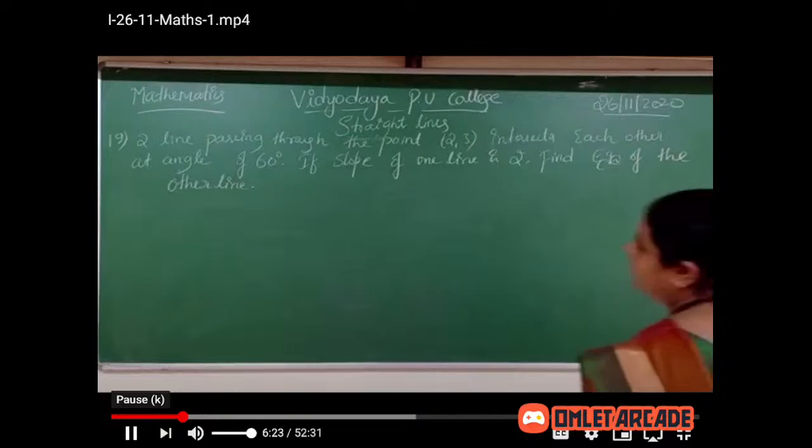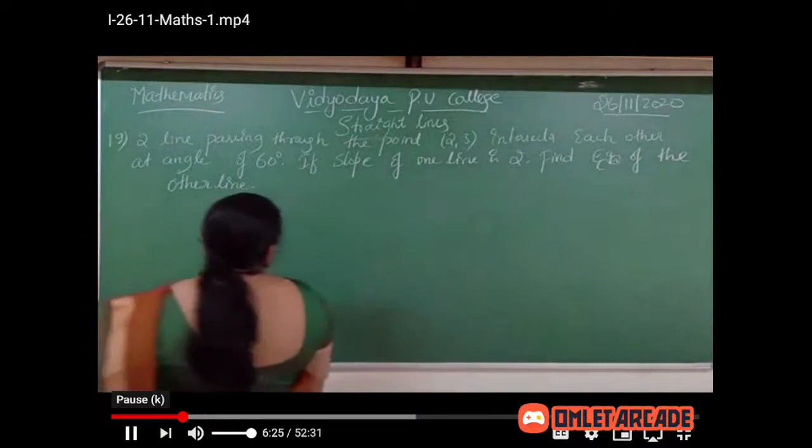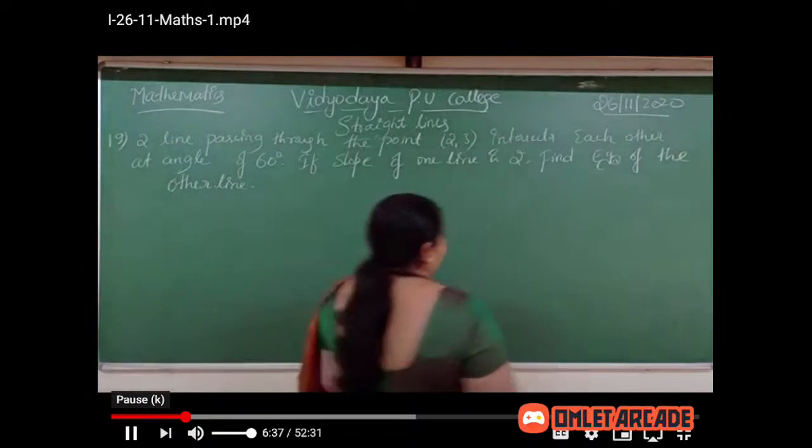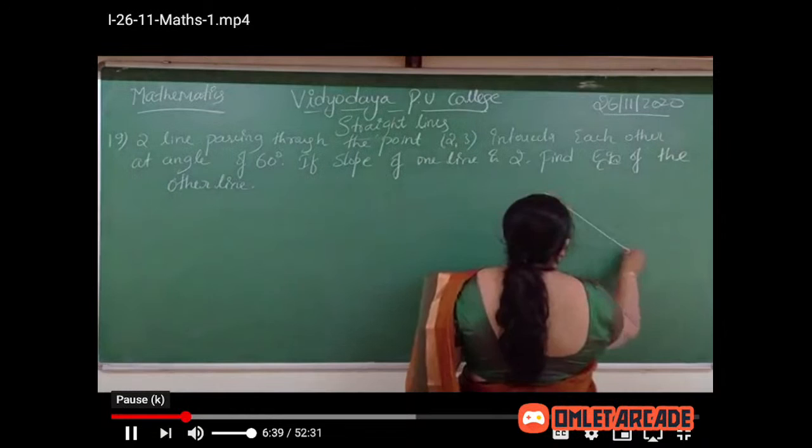Next question. Two lines passing through the point (2, 3) intersect each other at an angle of 60 degrees. If the slope of one line is 2, then find the equation of the other line. Let me take again a rough picture of this.